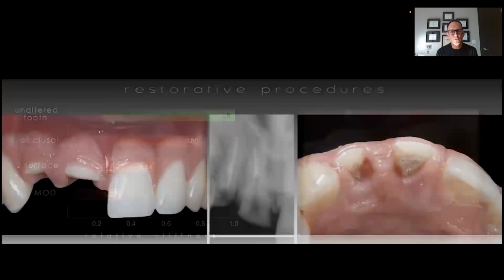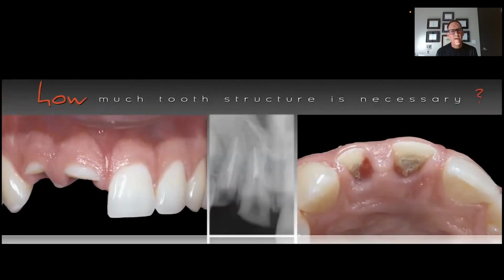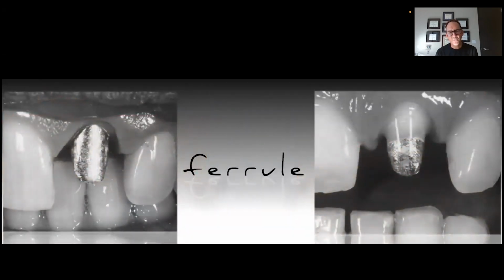So I need tooth structure to hold on to. How much tooth structure do I need to hold on to? We typically talk about ferrule, right? Ferrule is the amount of sound tooth structure below your foundation and from your cavosurface margin. So if you look, both of these teeth have post cores, but this one on the left, there's no ferrule at all. You go from the margin and shoulder right into the post. Poor prognosis. The one on the other side, tons of tooth structure. Prognosis significantly higher, right? Tooth structure is what we need.